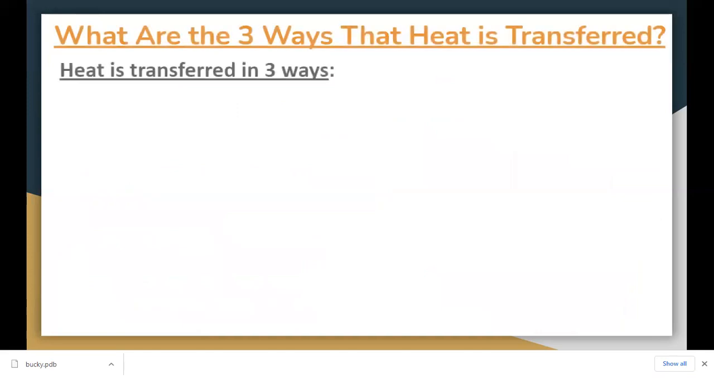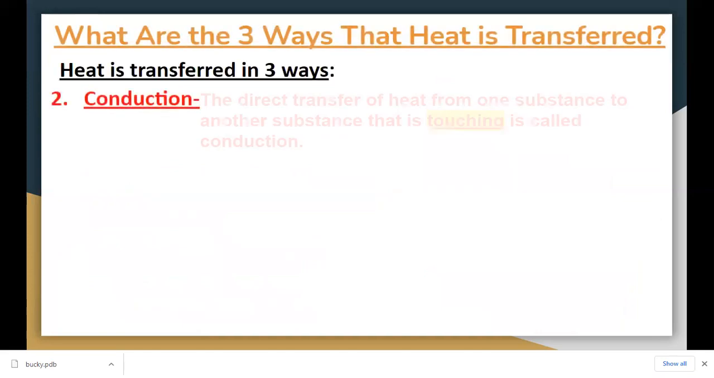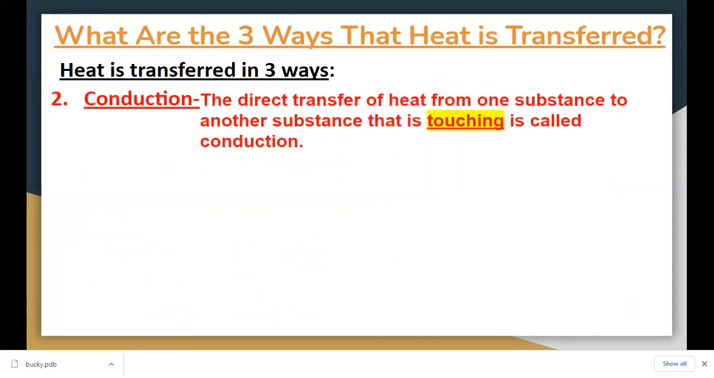What's the second way that heat transfers? Conduction. Conduction is the direct transfer of heat from one substance to another that is touching. This is called conduction. So they have to be touching to transfer heat.